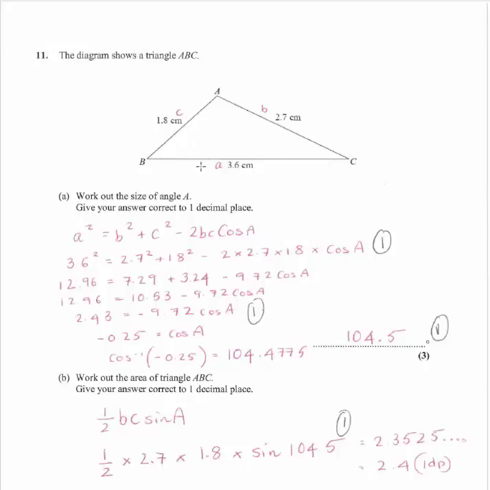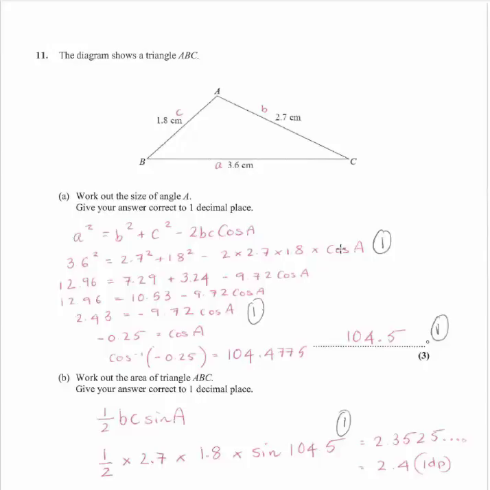Question 11, we have a question involving the cosine rule. So the cosine rule is a squared equals b squared plus c squared minus 2bc cos A. So it's a bit like a special version of Pythagoras' rule. That's Pythagoras' rule there, with a little bit extra when the triangle isn't a right angled triangle. And basically just put the numbers into the formula, rearrange it until you get that minus 0.25 is cos A, and you do inverse cos and you get 104.4775, and that's your angle.